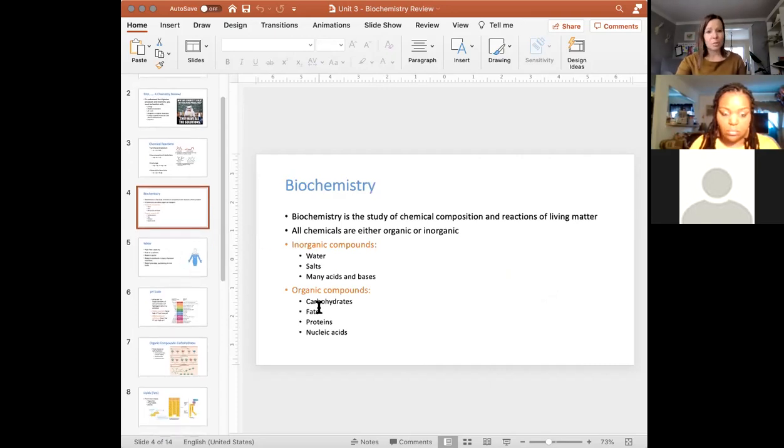Also, just knowing the difference between organic and inorganic. So something that's organic always contains carbon. And these tend to be bigger, more complex molecules. Things that are inorganic don't contain carbon, and they tend to be smaller. So things like water and, not all, but some acids and bases are inorganic. And then things that are organic are the molecules that I was just talking about, the things that we tend to ingest in our diet. So carbohydrates, lipids, proteins, those are organic.